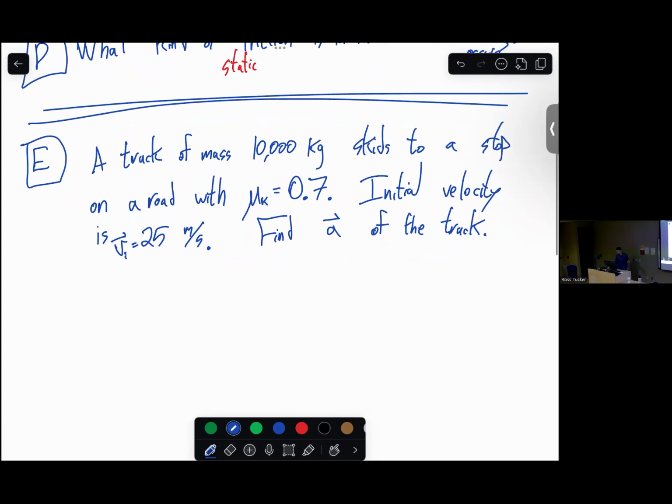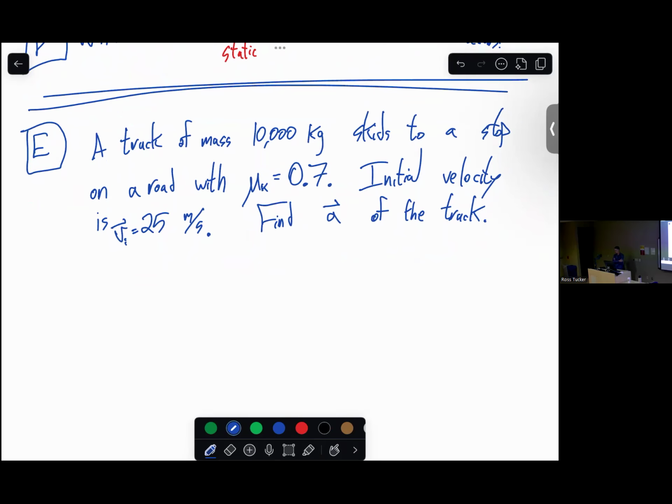Okay, here's our first problem for the day. Give her a shot. You should work together, by the way. Remind each other how to set up force problems.